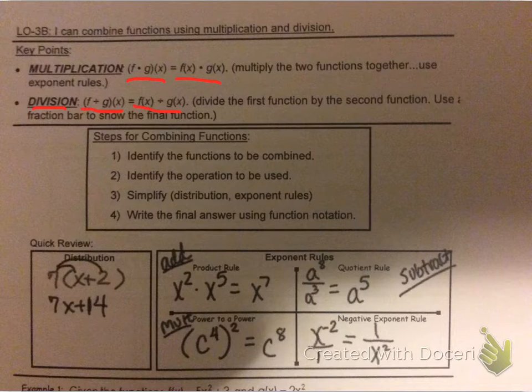Use the division bar to show the final function. Steps for combining functions: identify the function, identify the operation, simplify, distribute, use exponent rules, and write the final answer using function notation.